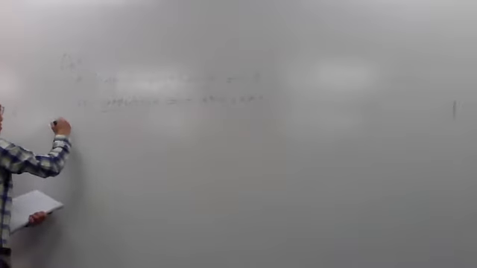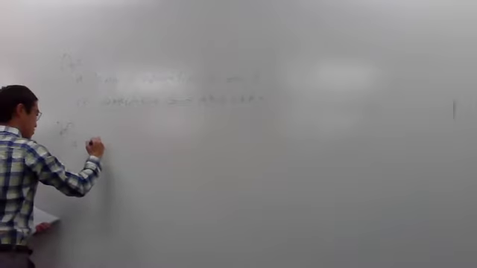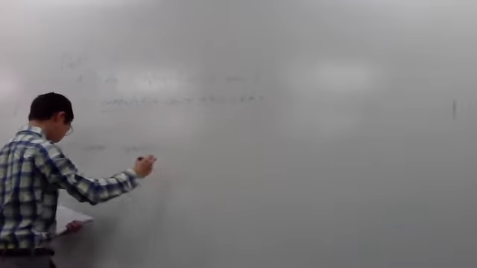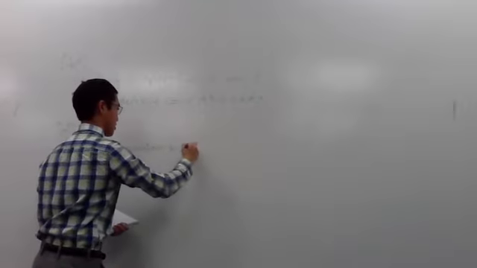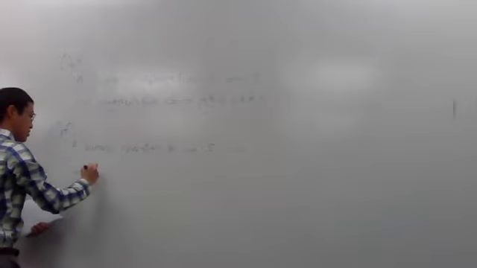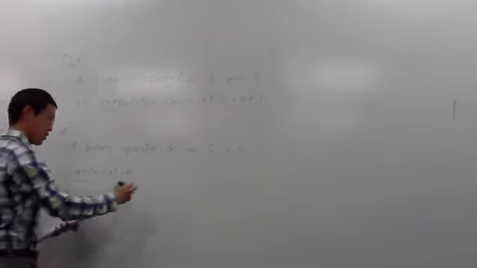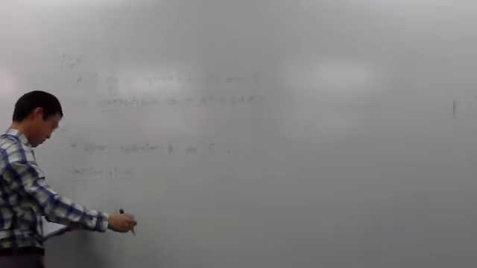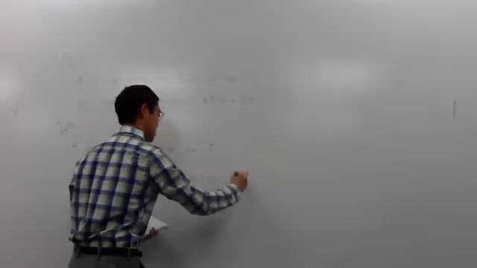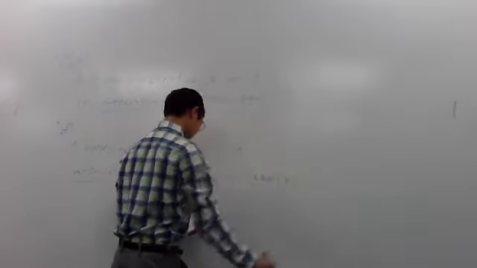And then another definition is that a binary operation star on S is associative if and only if A star B star C is equal to A star B star C, with the grouping in the parentheses.